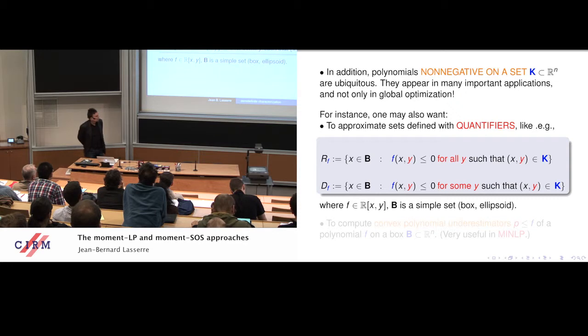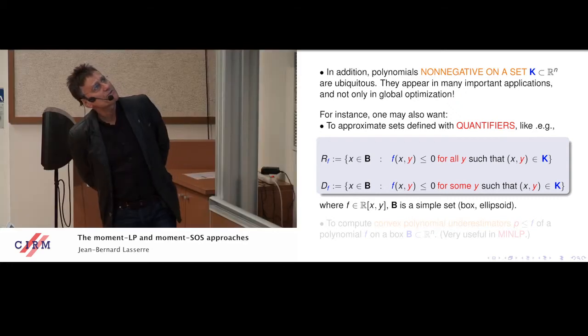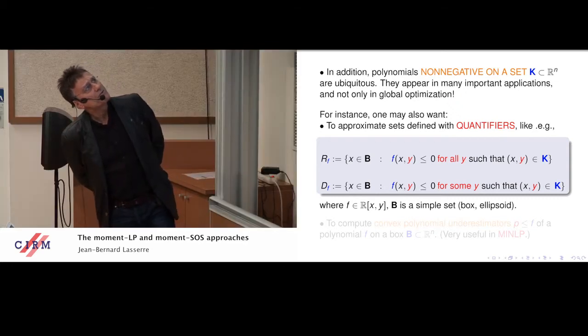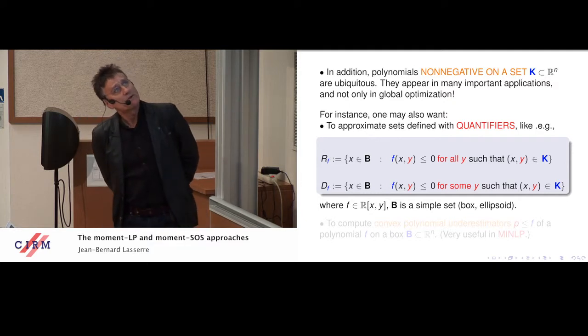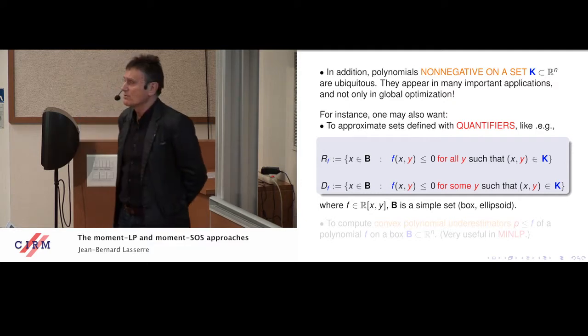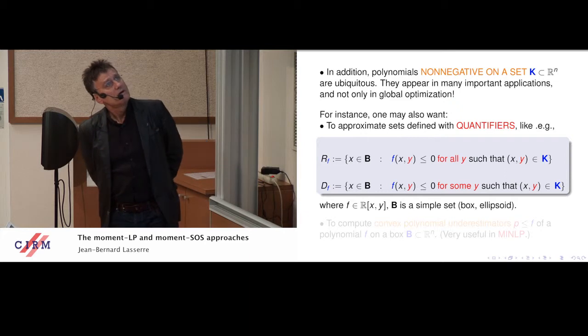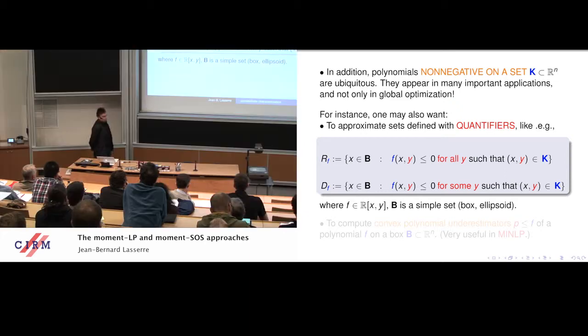Well, in addition to what we said about non-negative polynomials, they are ubiquitous in many, many applications. They appear in many important applications, and not only in global optimization. And as I say, I will try to finish my talk after some other slides, about two instances of applications not related directly to optimization, where you can use this kind of methodology.